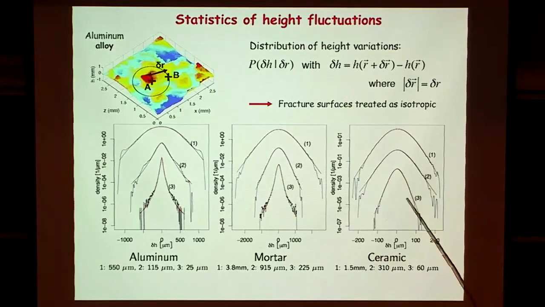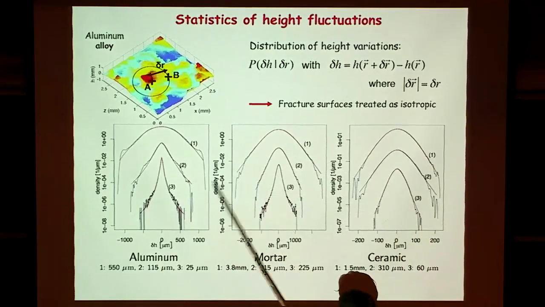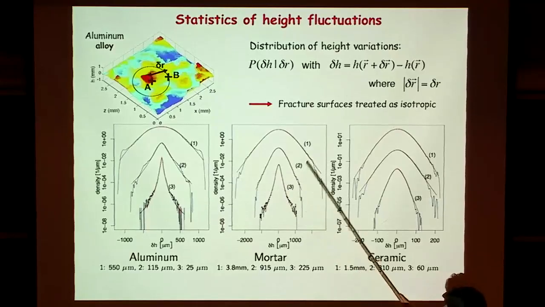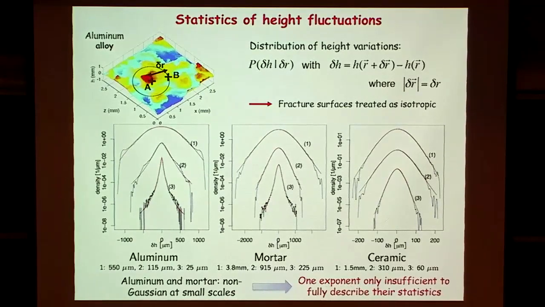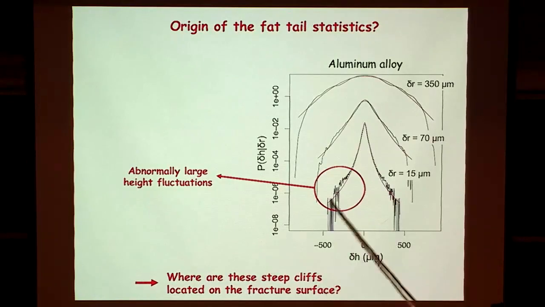So you have a possibility, with one exponent only, the one we have defined previously, to collapse all these distributions on a single master curve. This is not clear on the other materials, because as you go to small length scale, you see the appearance of fat tails, and that suggests that you cannot collapse all these distributions on the same master curve with one exponent, and we will see in the following, we need to introduce a set of exponents to make these curves collapse. So deviation to Gaussian at much smaller scale. And I will focus on these fat tails and these abnormally large fluctuations. We will see in the following they could correspond to steep cliffs on the fracture surface.